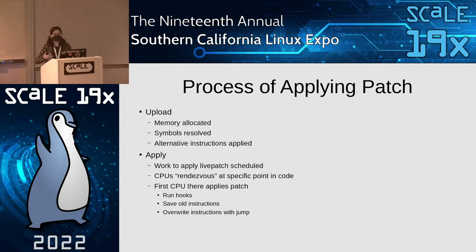The first CPU there applies a patch, so it'll run the apply hooks. Xen does not have, I believe it's the fentry, that in Linux puts the no-ops at the beginning of the function, so it doesn't have that. So it has to save the old instructions before it overwrites them, so you can revert the patch, and then it overwrites the beginning of the function with a jump, from your old function to your new function.